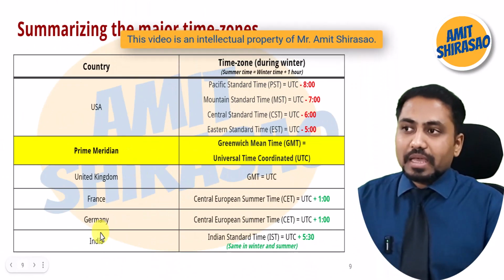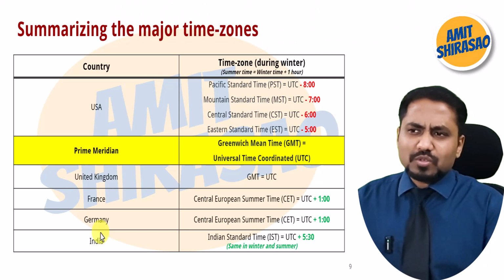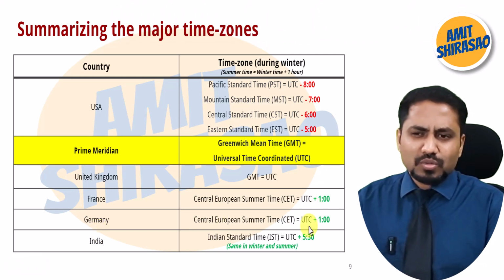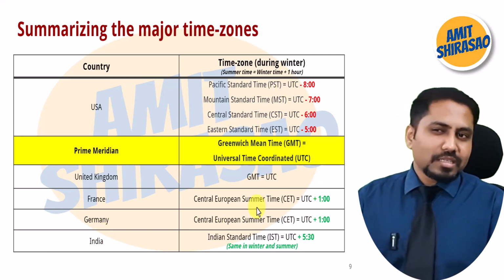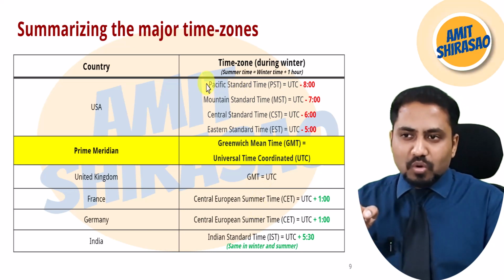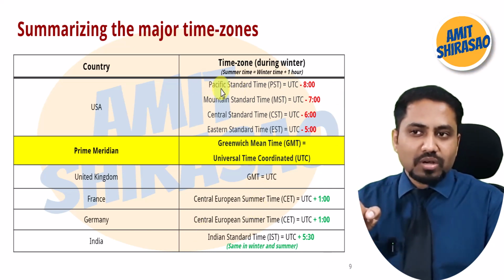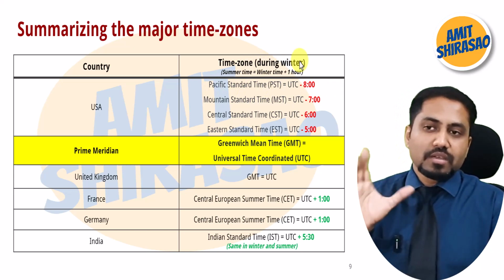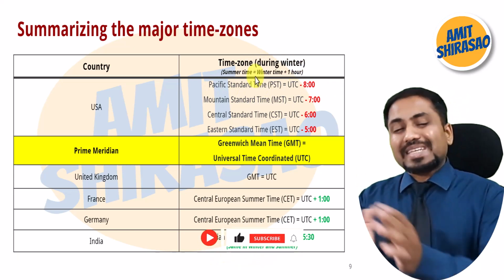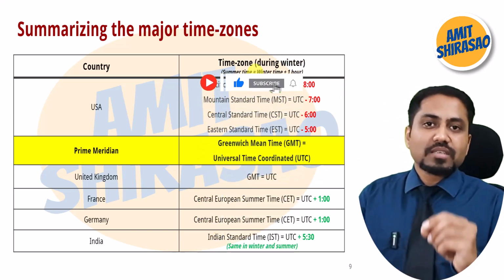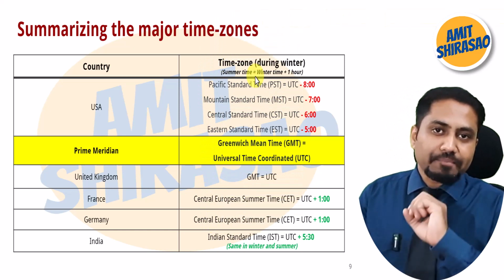Okay. Now summarizing the major time zones. It is just the summary, and you also know this summary. So here I'll just summarize one thing: all the timings mentioned in this second column are winter timings. During the summer, Western countries follow something called daylight saving, DST.